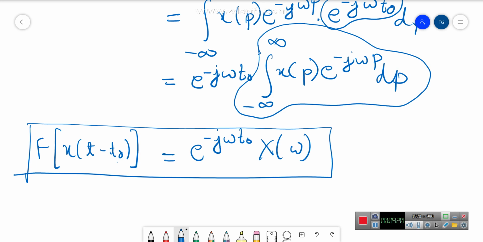In this video, we have seen two properties of Fourier transform: one is linearity and the other is the time shifting property. I hope you have understood the concept, and we will see the rest of the properties in our upcoming videos.